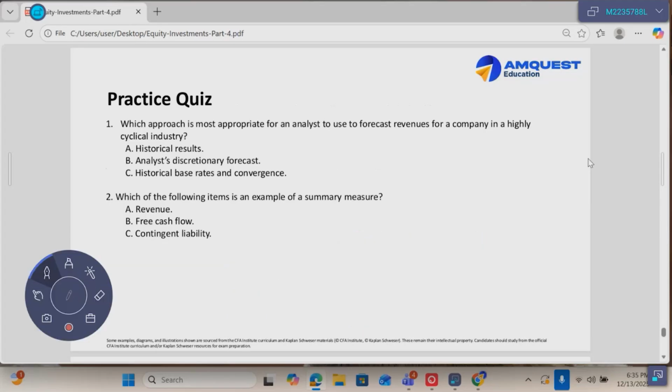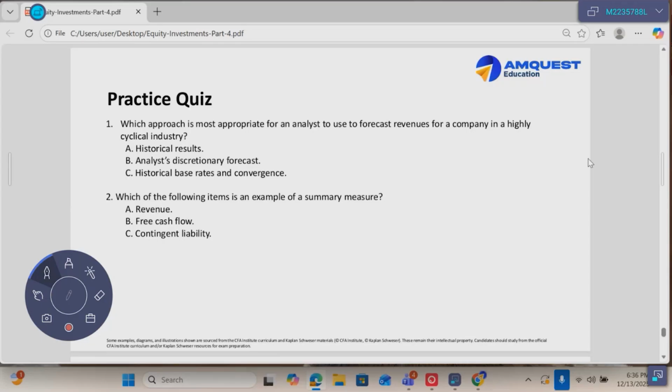Which approach is most appropriate for an analyst to use to forecast revenues for a company in a highly cyclical industry? If it is a cyclical industry, we cannot use historical results. Let's say last year we had a peak, so this time maybe we'll have a recession. So last year's data cannot be used to forecast this data. So historical results will not be useful. Analyst has to use discretion.